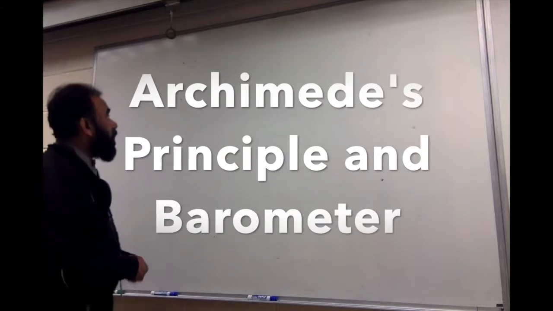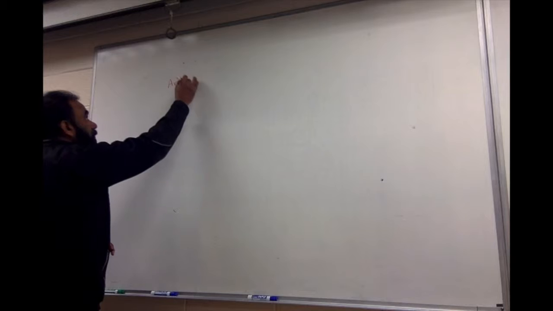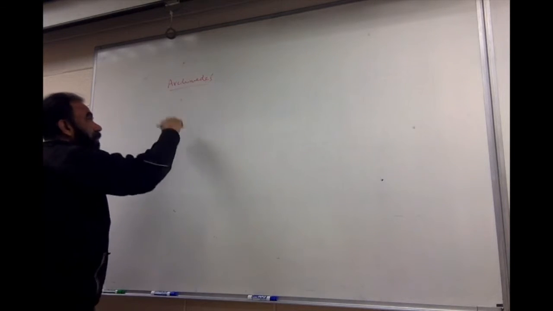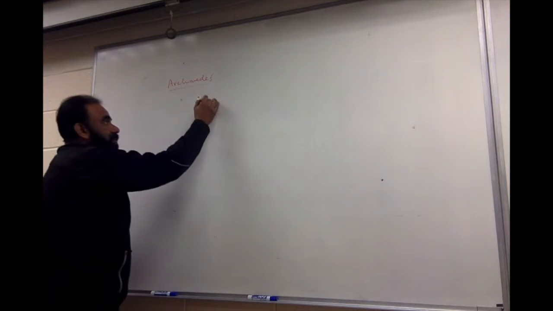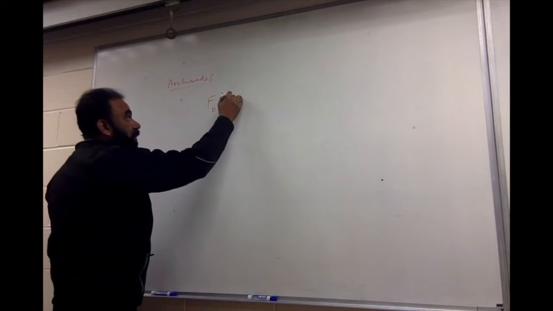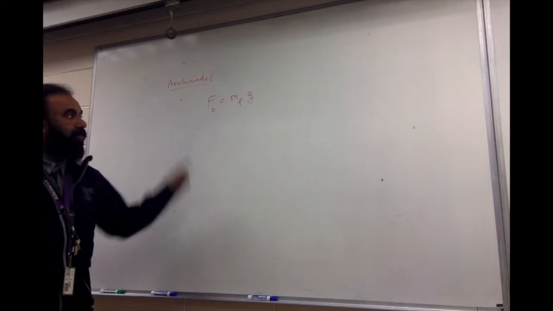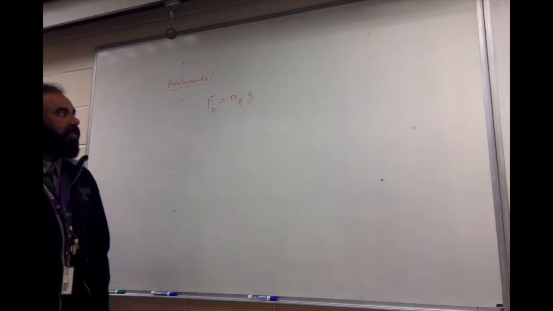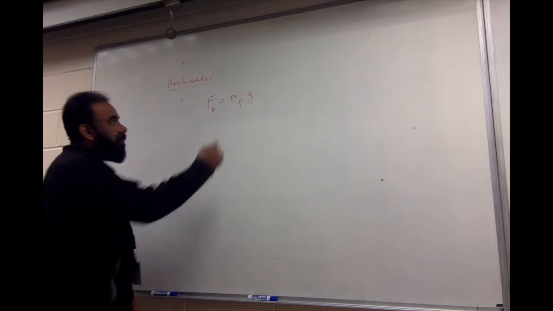So the last thing we saw was the Archimedes principle concept. The main idea that you saw there was that the buoyant force is equal to the weight of the fluid displaced. Right? Buoyant force was equal to the weight of the fluid displaced. That's what you saw.